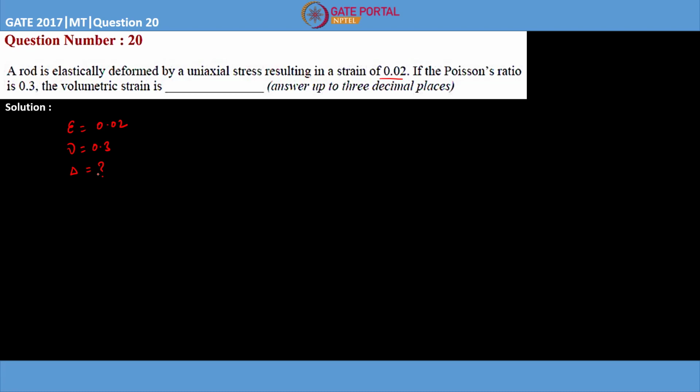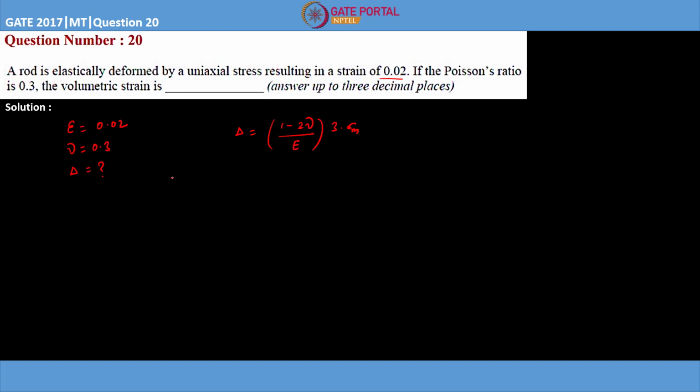So first of all, we have to know what is the relation between volumetric strain, Poisson's ratio, and uniaxial stress or strain. So first we'll define what is the relation between them, and then we'll try to solve this problem. So the relation is the volumetric strain is given by volumetric strain is equal to (1 minus 2 times Poisson's ratio) upon elastic modulus into 3 times the mean stress.